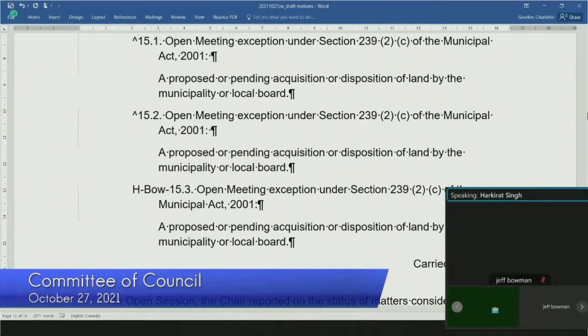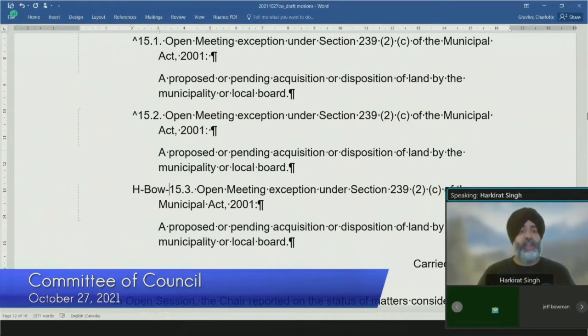The clerk will summarize those items to be included on the consent motion for approval. So, Mr. Chair, in the effort of simplicity, all the items that you have identified will be added to the consent motion, save and except for item 15.3, an open meeting exception under section 239(2)C of the Municipal Act, closed meeting item regarding a proposed or pending acquisition or disposition of land by the municipality or local board. That item is being held by Councillor Bowman.